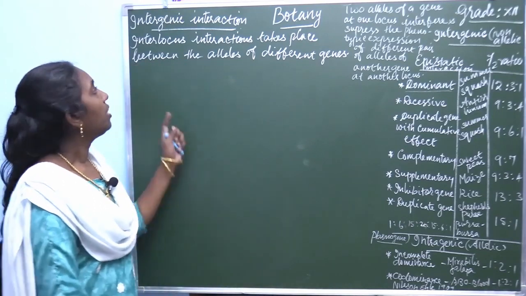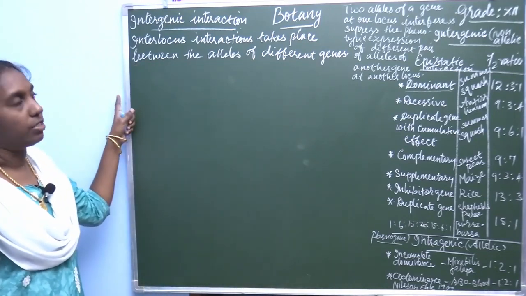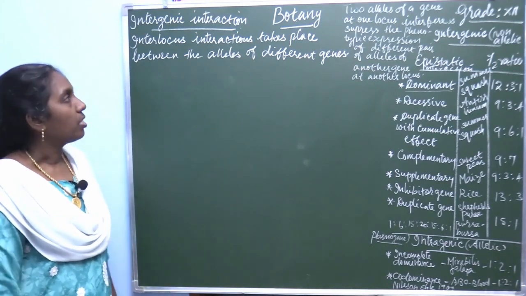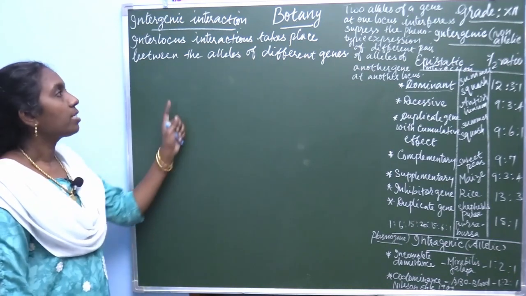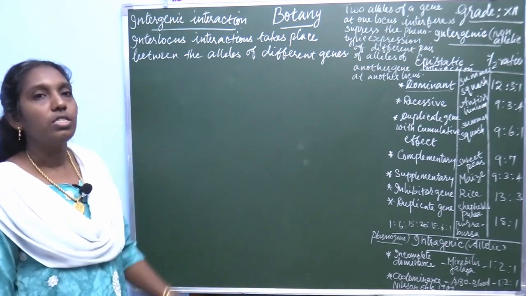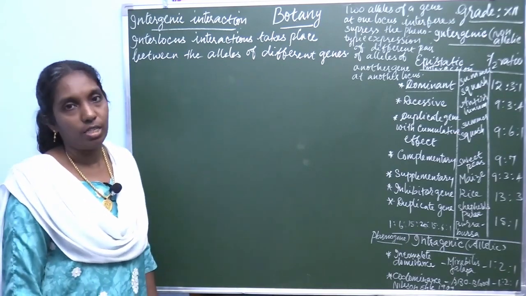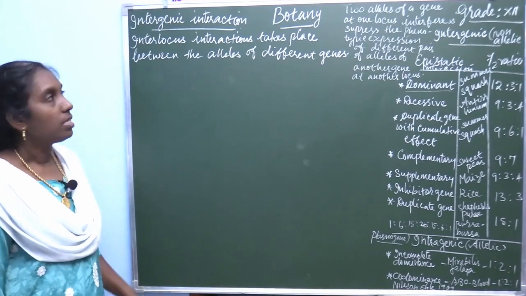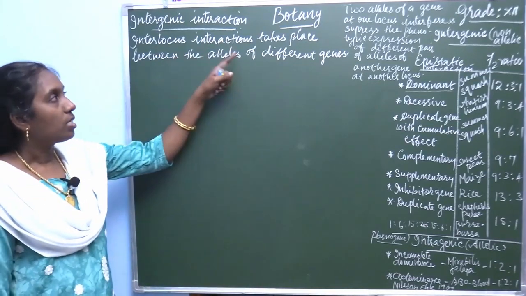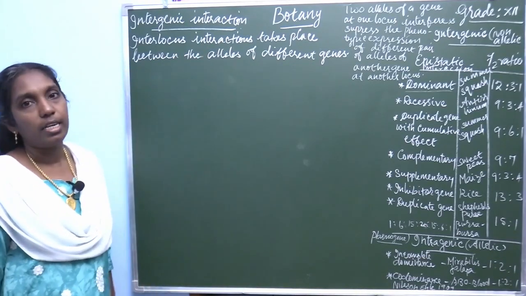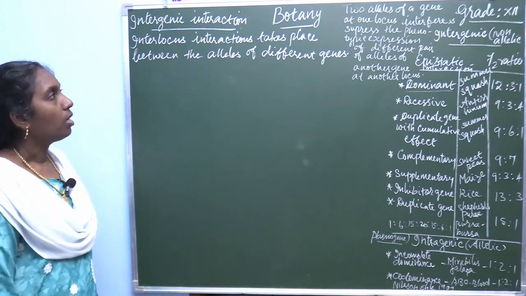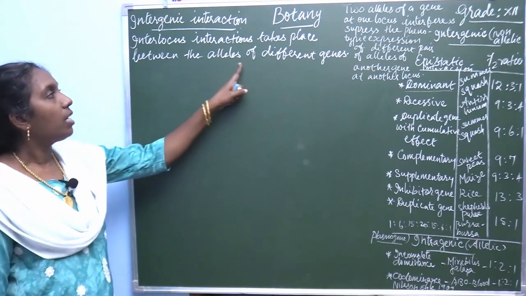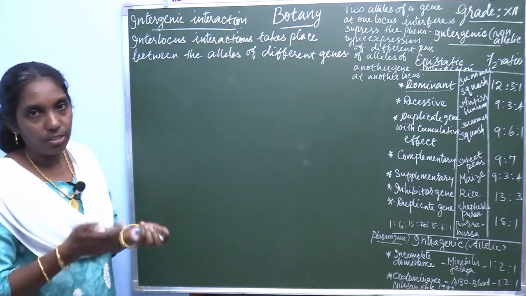What's meant by intergenic interactions? Interlocus interactions take place between the alleles of different genes. What is meant by intergenic interactions? The definition is: interlocus interactions, or intergenic interactions, take place between the alleles of different genes.